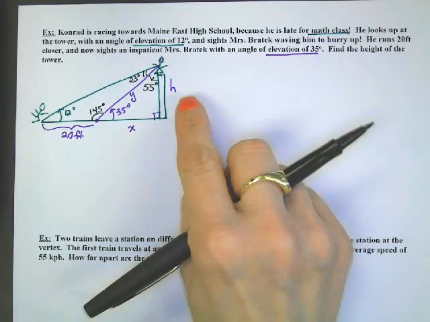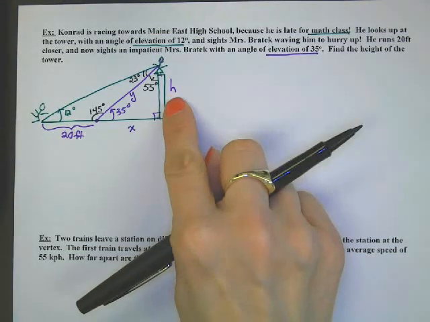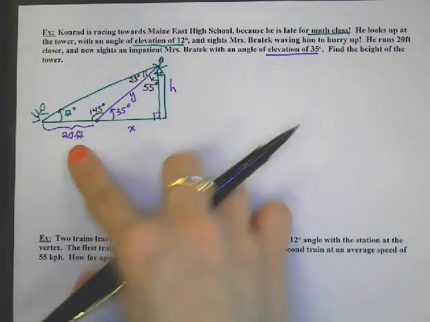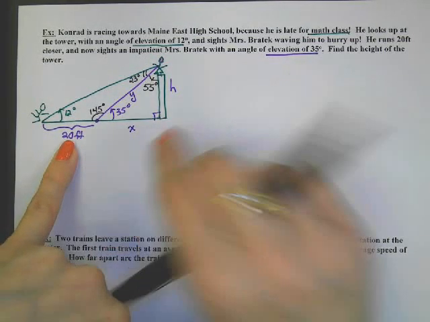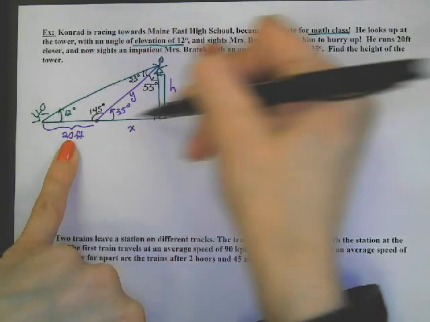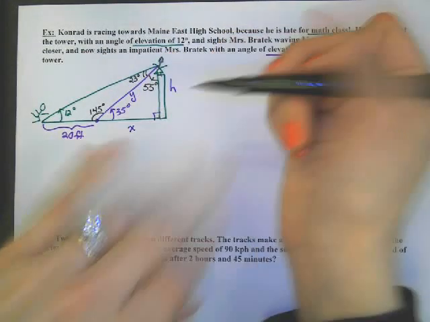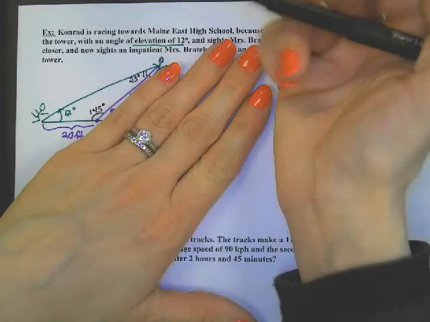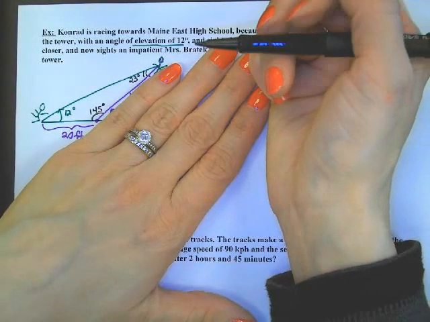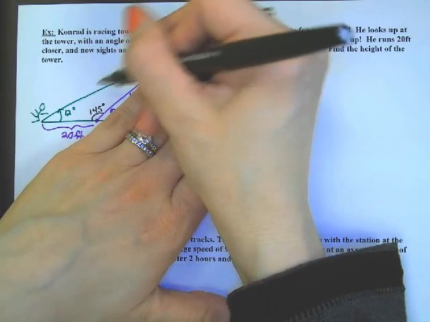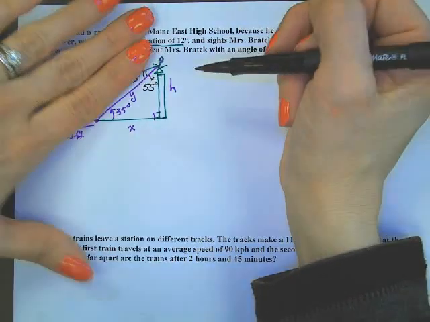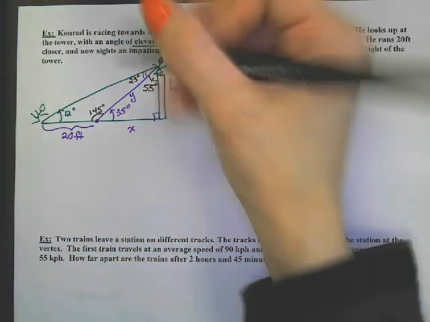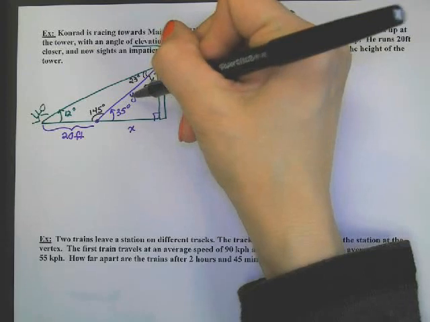Now I know that we're trying to find H, and the only number for the side I've been given is 20. So I can't really look at this entire big triangle. I'm going to have to do some calculation with the triangle that has the 20. Is there any relationship between this obtuse triangle and this right triangle? What do they share in common? So I think we're going to have to find Y.